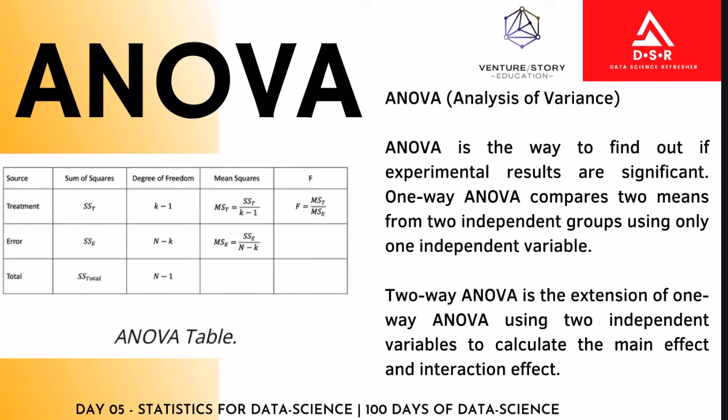One-way ANOVA compares two means from two independent groups using only one independent variable. Two-way ANOVA is the extension of one-way ANOVA using two independent variables to calculate the main effect and interaction effect. So you get the ANOVA table on the left hand side, where in the source, it can be a treatment, it can be error, and we have the total. And in the columns we have the sum of squares, degrees of freedom, mean squares, and F functions.